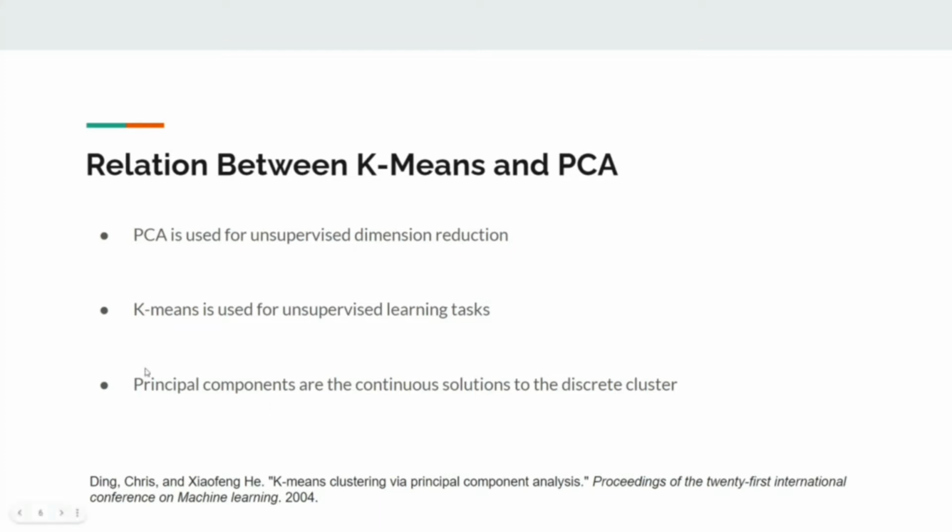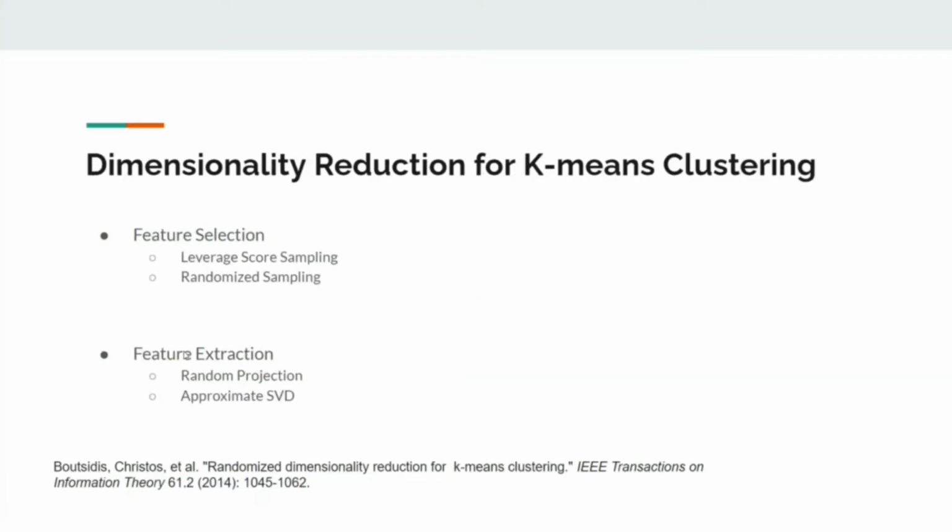That's why we wanted to focus on K-means and PCA together. Also, we wanted to check the literature on dimensionality reduction for K-means clustering and found a paper, Randomized Dimensionality Reduction for K-means Clustering. The common dimensionality reduction approaches for K-means clustering in this paper are feature selection, where a small subset R of the actual D features from the data are selected, and feature extraction, where a small set of R artificial features is constructed for each D-dimensional data sample.